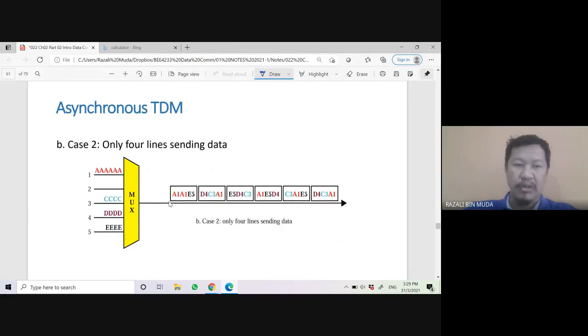Case number 2, only 4 lines have data: line number 1, line number 3, line number 4, line number 5. So A1, C3, D4, A1, C3, D4, E5, A1, C3, E5, A1, C3. In this case, only 4 lines are sending data.